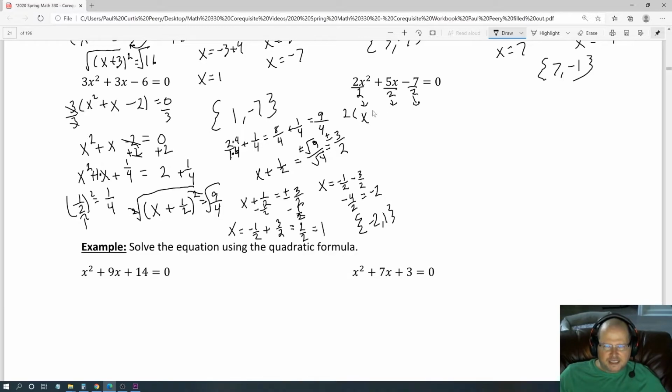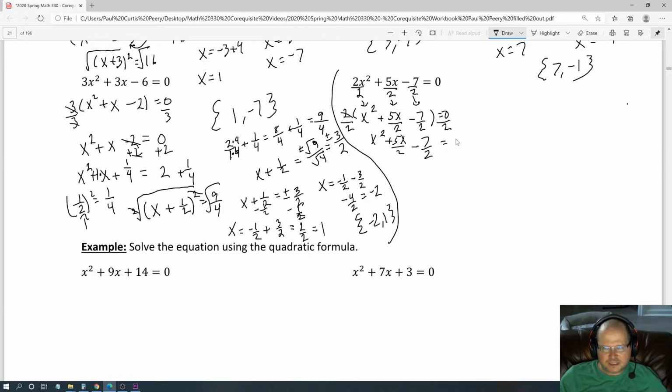So we end up with x squared, right? 2x squared divided by 2 is just x squared. 5x divided by 2, you just keep the 5x over 2. Negative 7 over 2, you just keep that, right? Equals 0. Then you would divide the 2 out, or you can just make it disappear. So we end up with, I'm going to separate those, x squared plus 5x halves minus 7 halves equals 0.